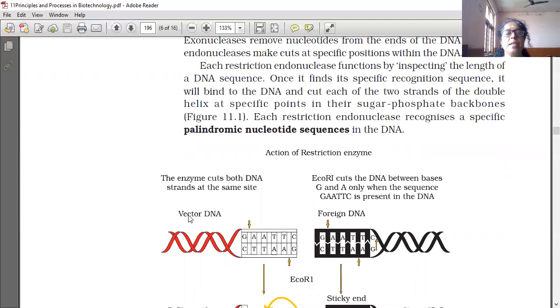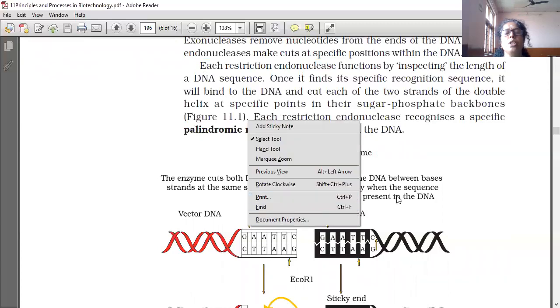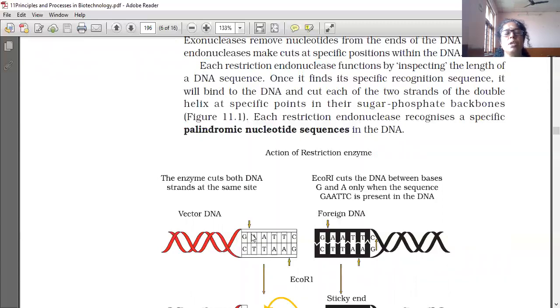This is the vector DNA, and this is the foreign DNA. Both the places are the same only. It is cutting both places the same. Here an arrow mark is also shown. It is cutting in between G and A. In foreign DNA also it is cutting in between the G and A.